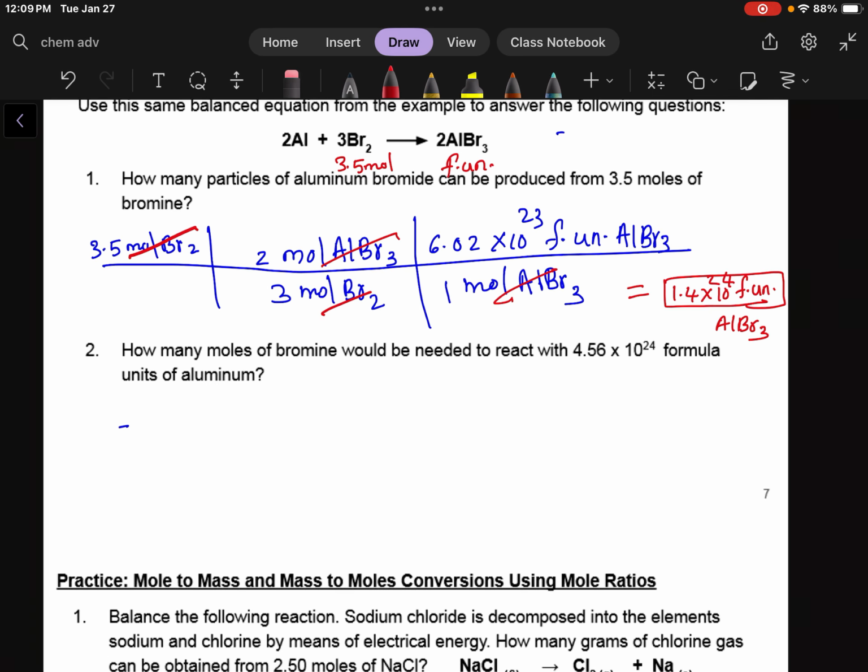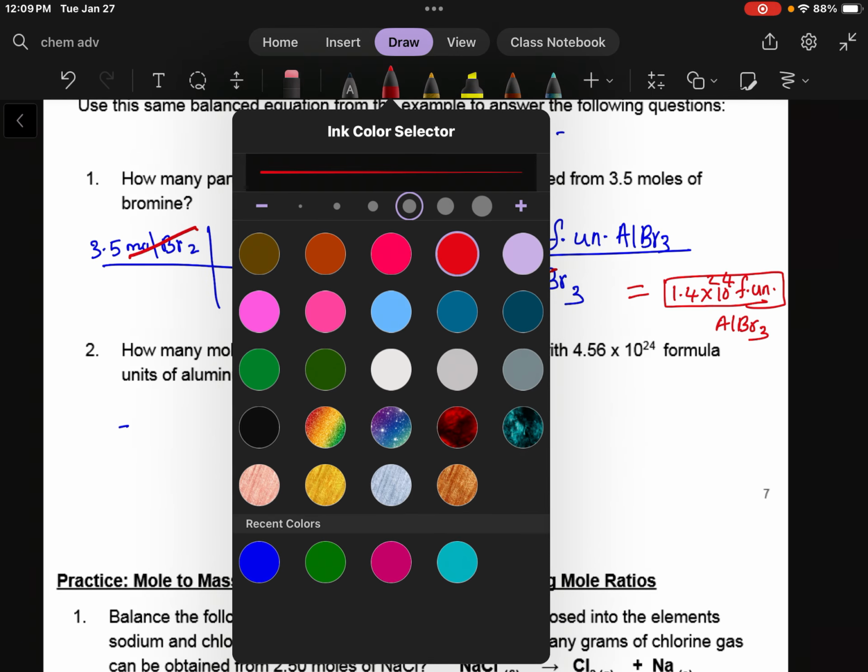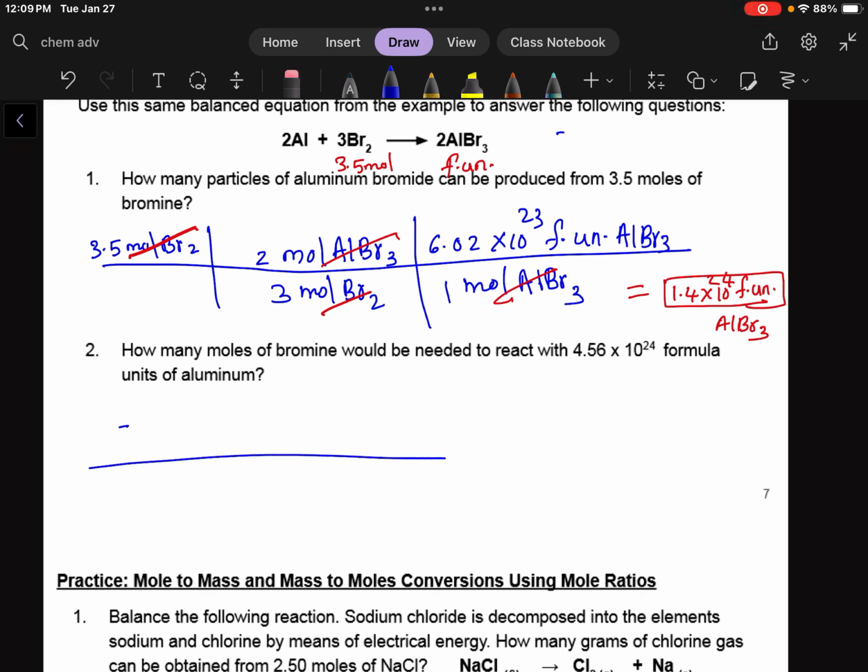Okay, let's do the third question now, which is a backward question. This time particles are given. Just go ahead and copy that: 4.56 times 10 to the power of 24 formula units of... okay, it's not formula units. First of all, it's a single element. There is a mistake in the question; you need to correct it. This is atoms, so you will write atoms of aluminum.